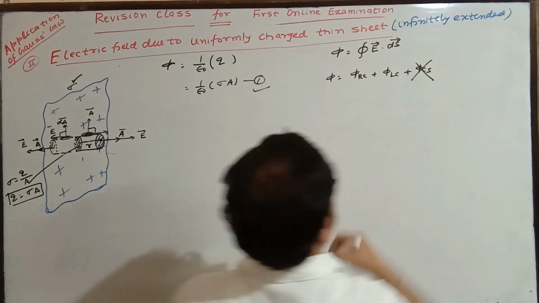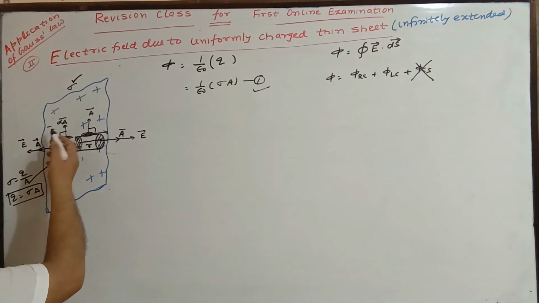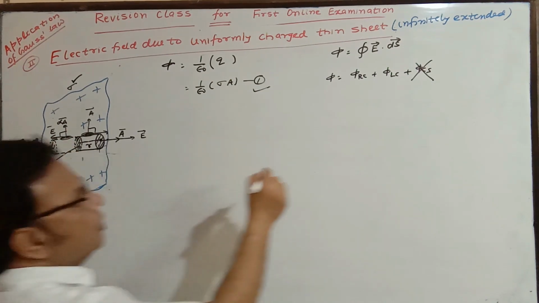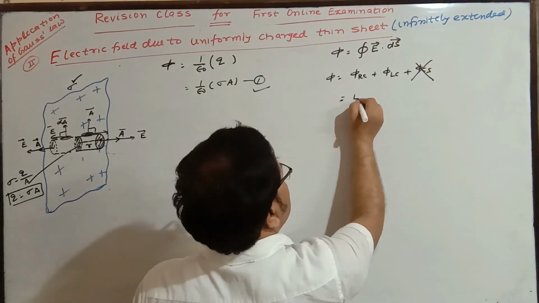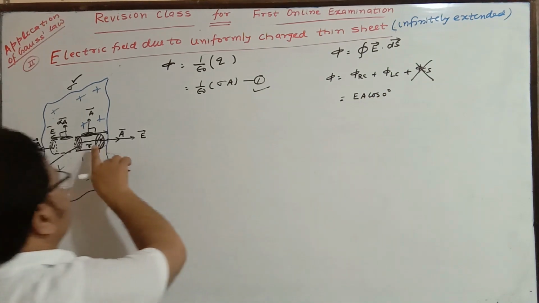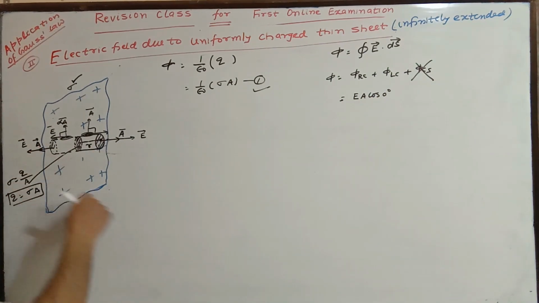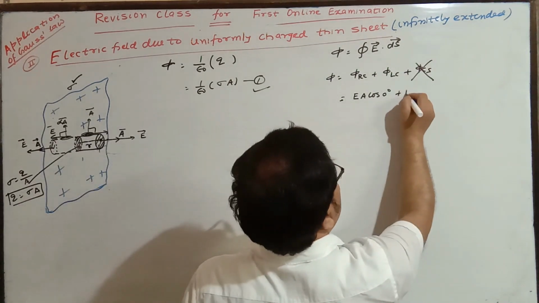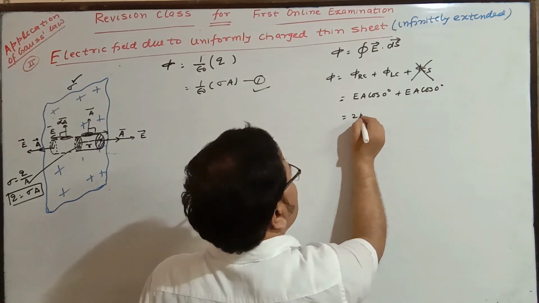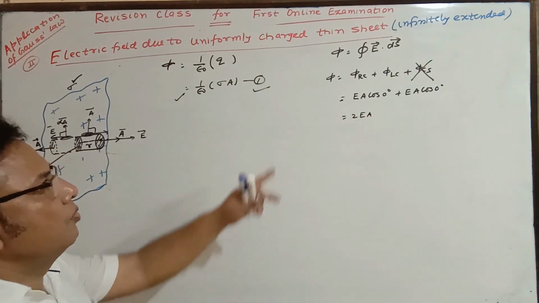For the curved surface, phi is E dA cos theta, and cos 90 is 0, so the result is 0. Due to the rightmost part, it is E into A into cos 0. Here also on the left, E into A into cos 0. So this is going to give you 2EA. This is Gauss's law which we are giving, that is the flux.